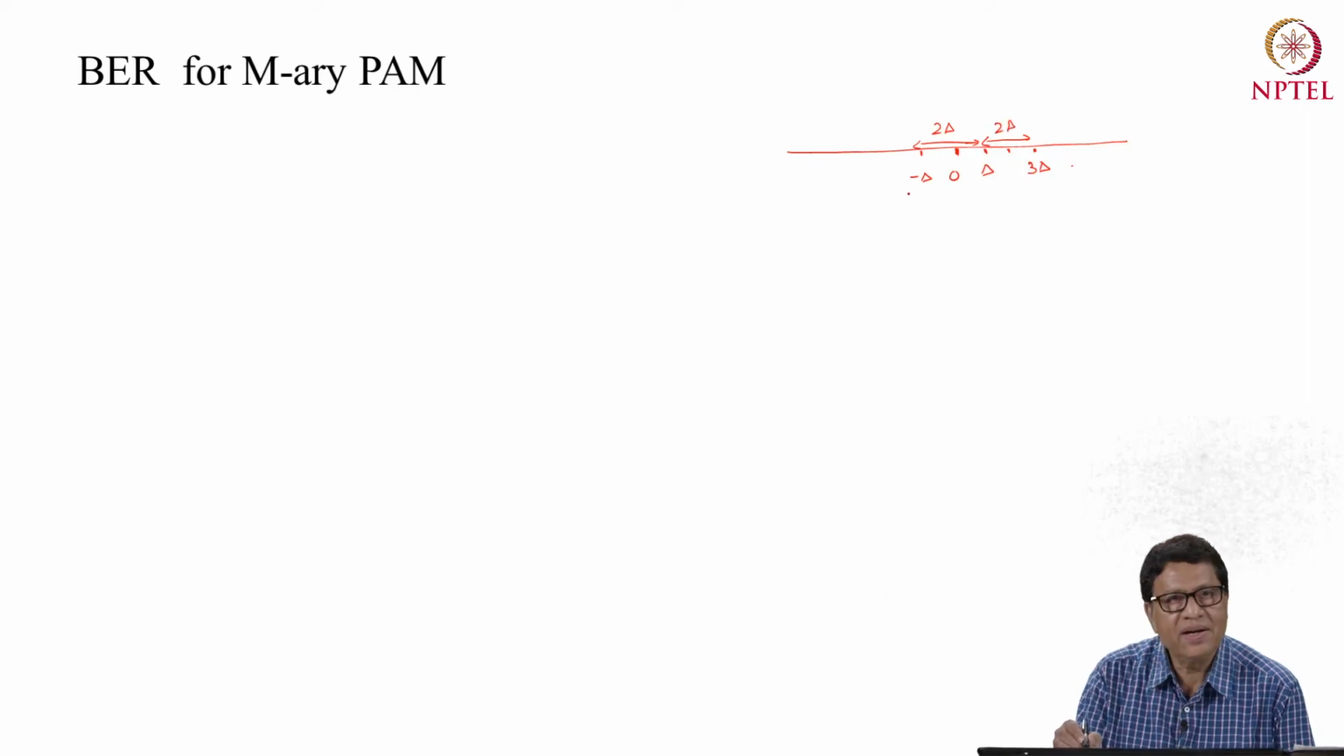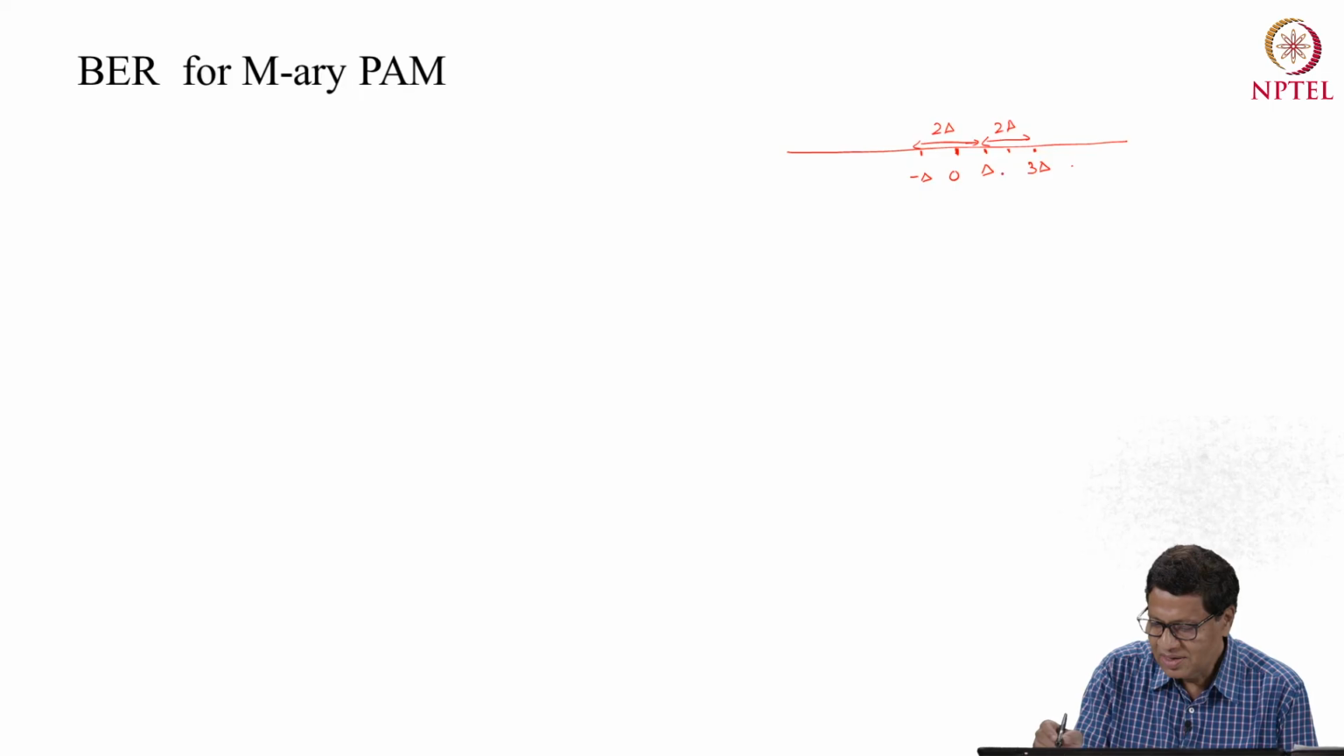Similarly, I can see on the negative side. Again, I want to make it clear that for a VLC system you require a positive signal only, but this is for understanding of M-ary PAM, which is valid for a system which is bipolar as well as unipolar. So we can change this coordinate system to make it appropriate for a unipolar system as well. So 2 delta, and this will be minus 3 delta. So again the spacing is 2 delta.